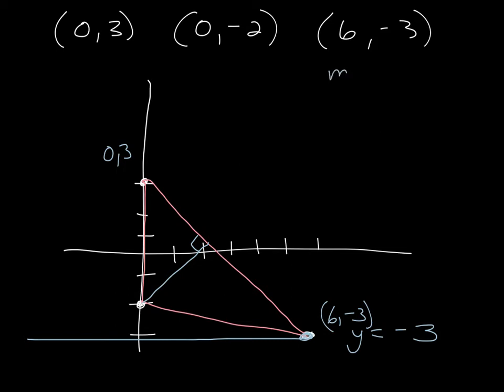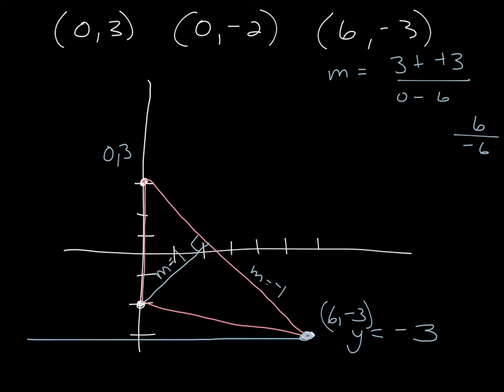My slope will equal my change of y's over my change of x. Minus negatives plus a positive, 3 plus 3 is 6. 0 minus 6 is negative 6. So the slope of this line is negative 1. If the slope of that line is negative 1, what is the slope of the line that is perpendicular to it? 1. Correct. So my slope of this line is going to be 1.